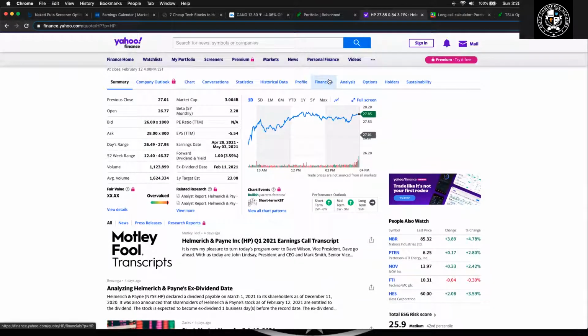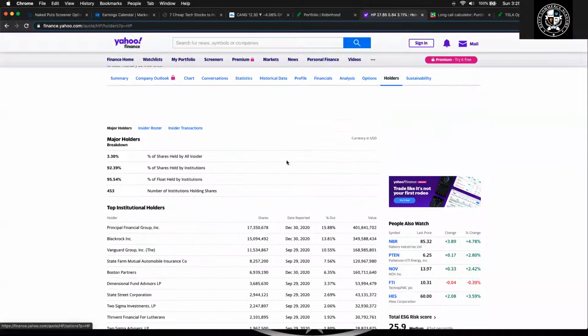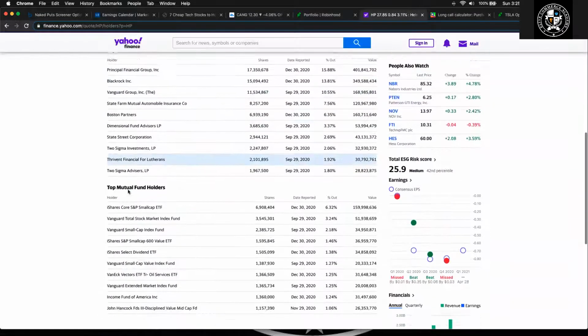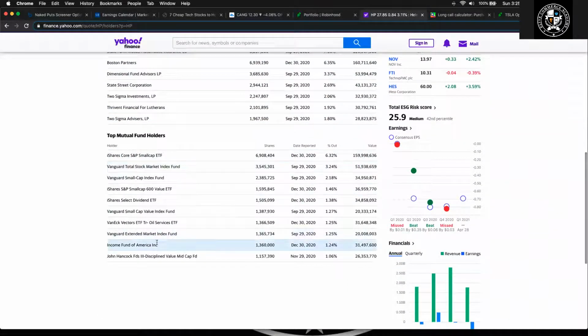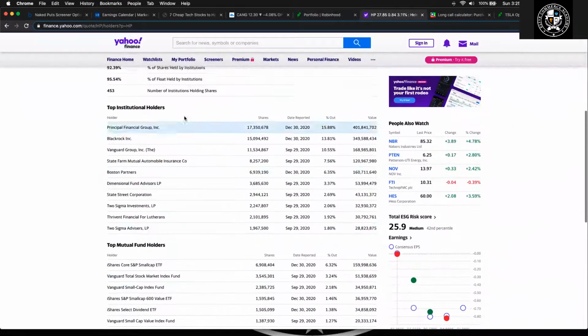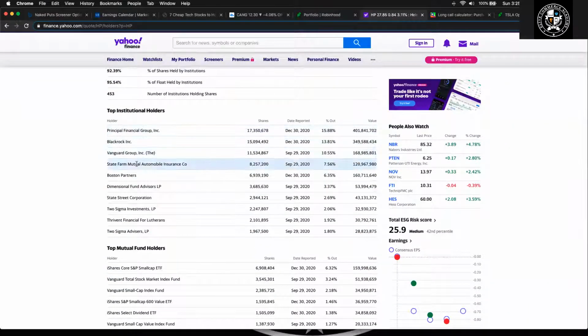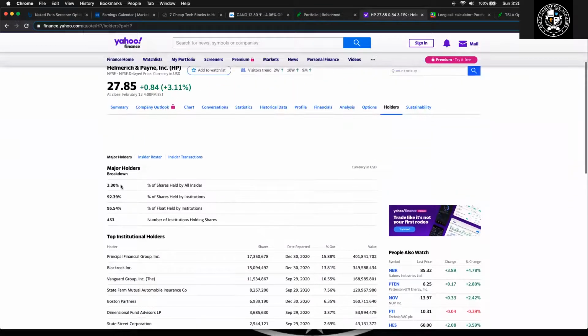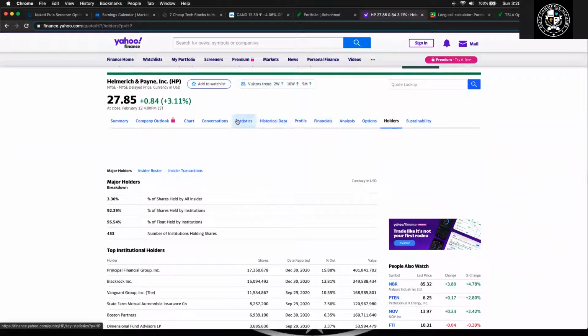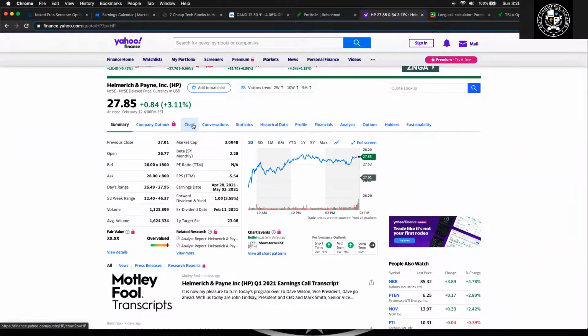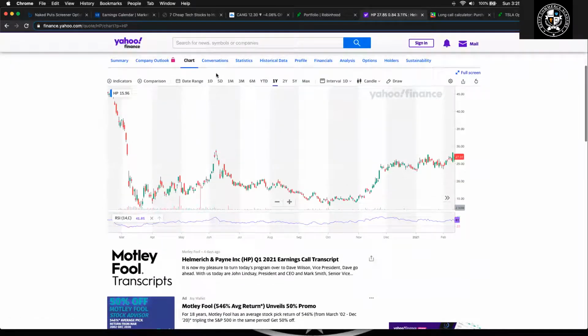I'll look at the financials. Also, I'll look at the other people who hold stock in the company, just to see who else is in it and how much they're in it. And then I'll track to see if they're keeping it or if they're selling it, whatever the case may be. But all this stuff is here to help you gauge whether it's a good company to invest in or not.